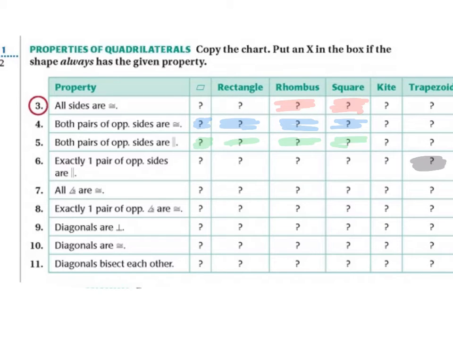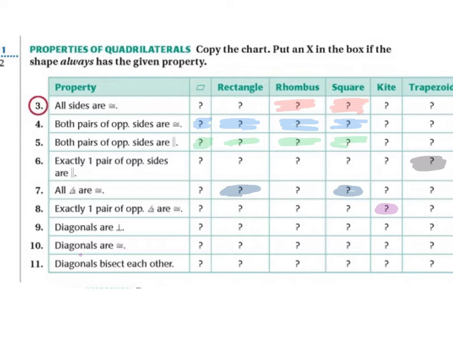All right. All angles are congruent. Square, a rectangle. You put rhombus. I did. Square, rectangle. Thank you. All right. The next one. Exactly one pair of opposite angles are congruent. Kite. One pair of opposite angles is a kite.